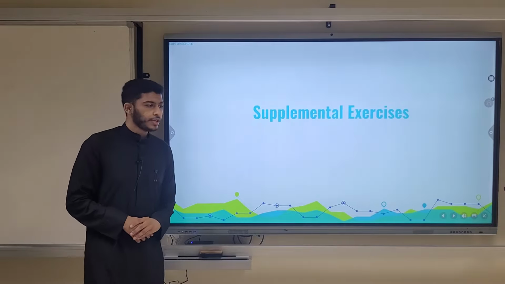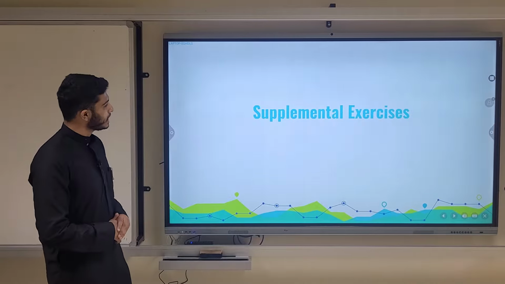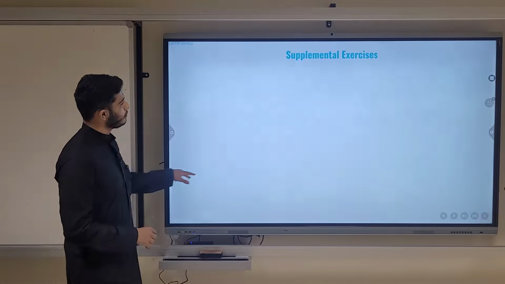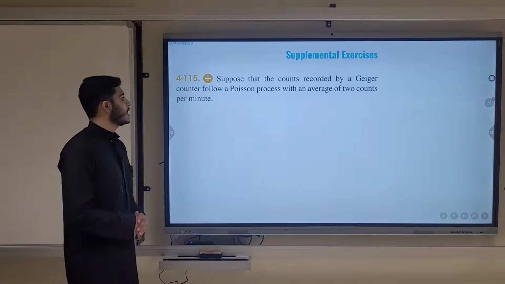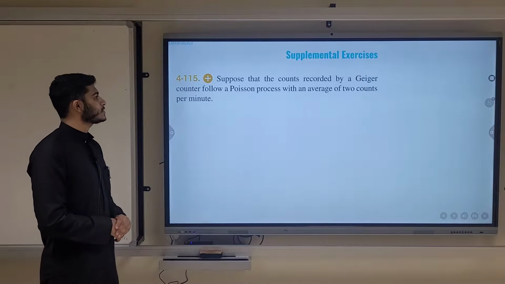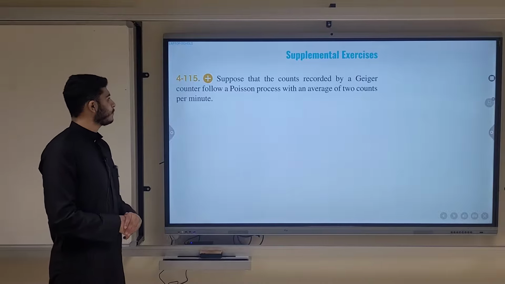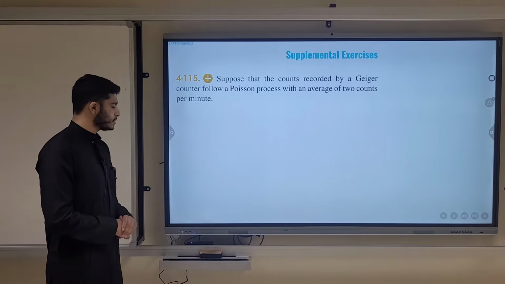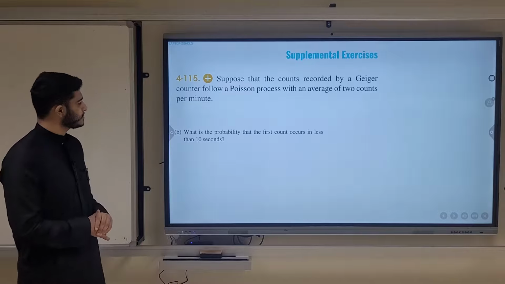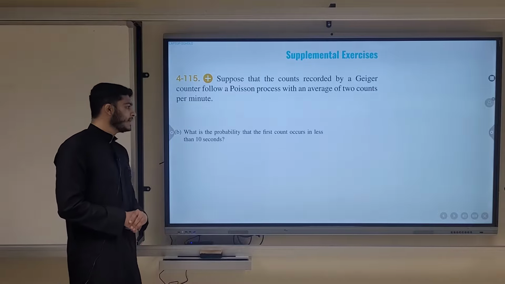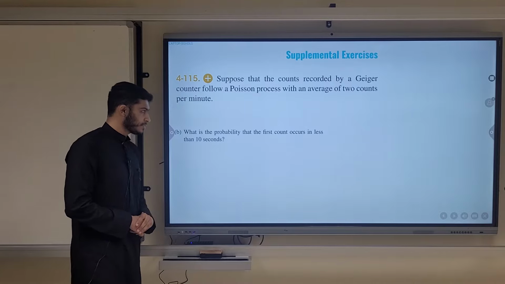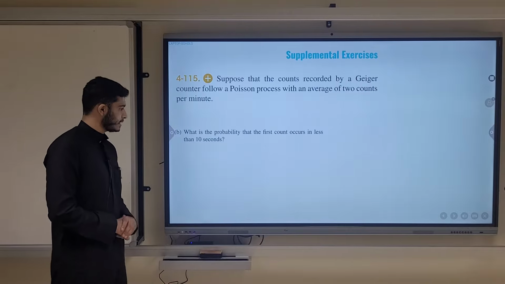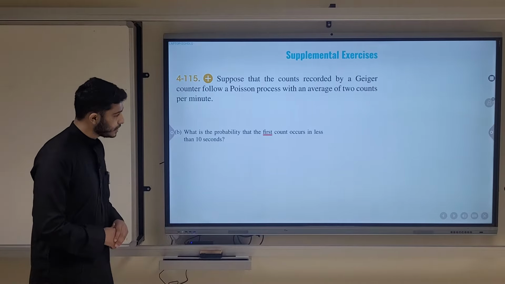Now, after we have finished everything, we're going to solve some supplemental exercises. The first question we're going to have is, suppose that the counts recorded by a Geiger counter follow a Poisson process with an average of 2 counts per minute. No problem. First part of the question, what is the probability that the first count occurs in less than 10 seconds? Again, the first count.